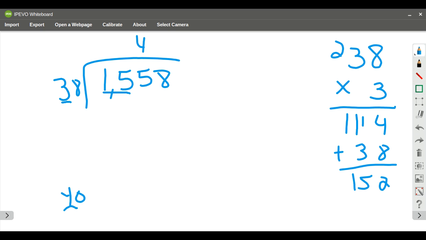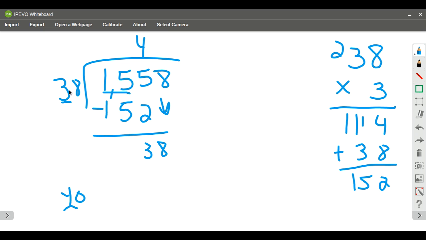So I'm going to put the 4 above the 5, and then I'm going to write 152 underneath because I've already multiplied. Then I'm going to subtract. 5 subtract 2 is going to be 3. 5 subtract 5 is going to be 0. 1 subtract 1 is going to be 0. And then I'm going to bring down my 8.